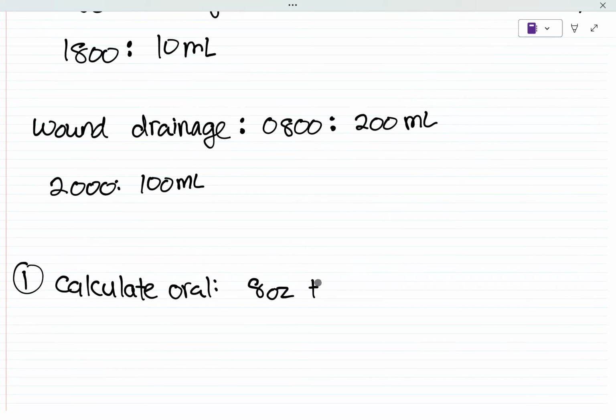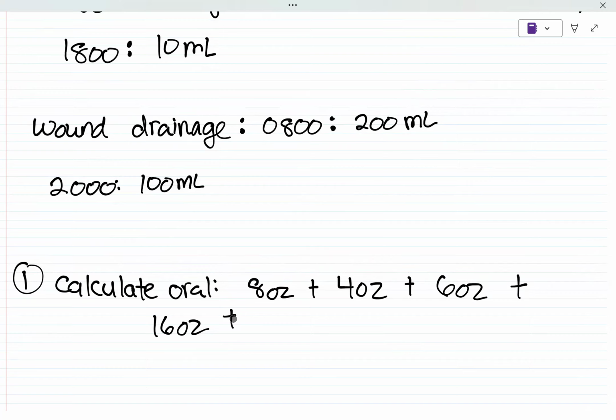And then what else? And then he had 4 ounces of juice, right? So this was all for breakfast. And then at 1200 o'clock at lunch, this patient had 6 ounces of milk. And then what else? 16 ounces of water, and then 2 cups of ice chips.